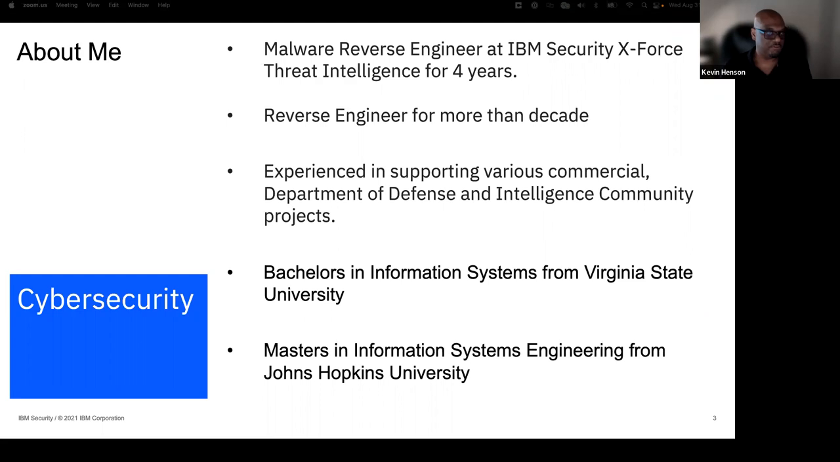I have 2 degrees. One is a bachelor's degree in information systems from Virginia State University. Then 2 years ago, in 2020, I completed my master's degree in information systems engineering from Johns Hopkins University. It took me a while to get through my master's, but it was a very satisfying feeling to get through that program.